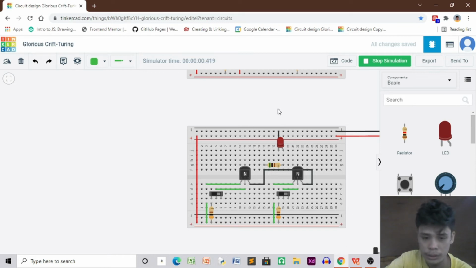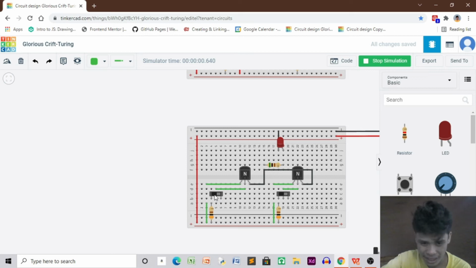Same thing gihapon sa atong AND gate. We have two transistors, we have two input switches and our LED. So of course we have resistor ani this time for us to be able to control the amount of current nga atong i-supply sa atong transistor or atong LED. So this time makita nato nga atong input both sa atong A and B transistor are off, so atong output LED is off.